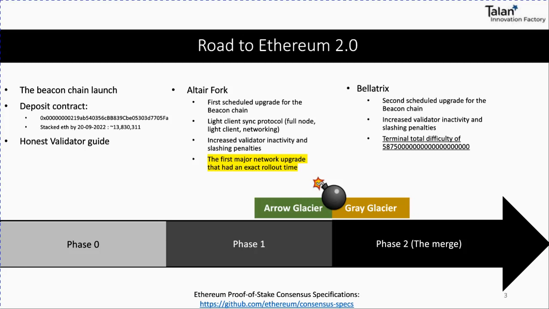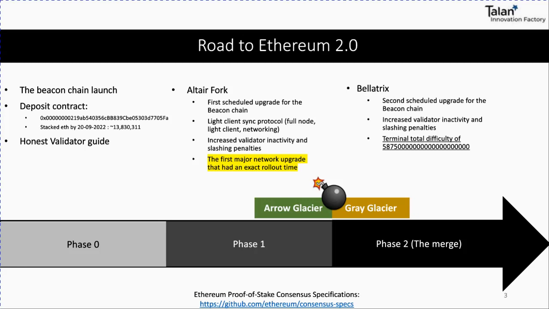Another interesting, fun fact here is that it's the first major network upgrade that had an exact rollout time. What that means is that in the past, when we had major forks or events happening on the Ethereum blockchain, we just knew the exact block, according to the hash rate, so we didn't know the exact time. We said, okay, the event will happen in block number X, and we need to wait and see how the hash rate will change.